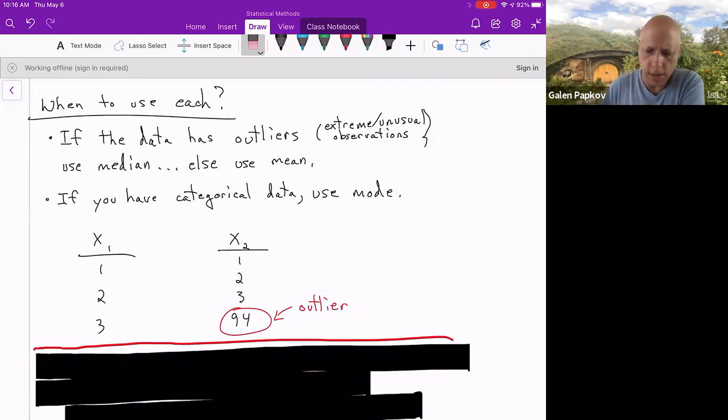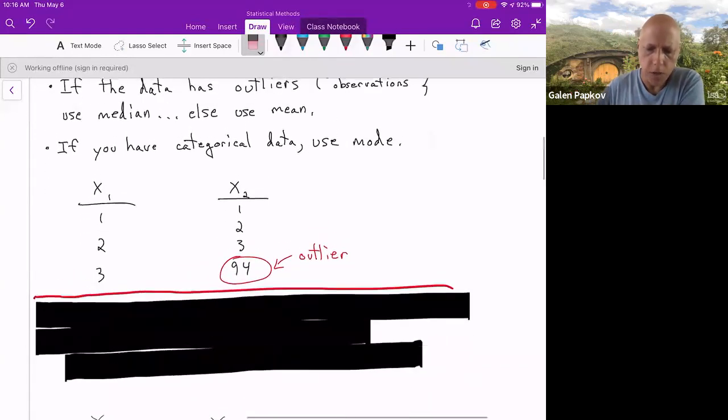All right, so let's consider this simple set of data that I've got here. I have two sets of data. X1 has the values 1, 2, and 3.